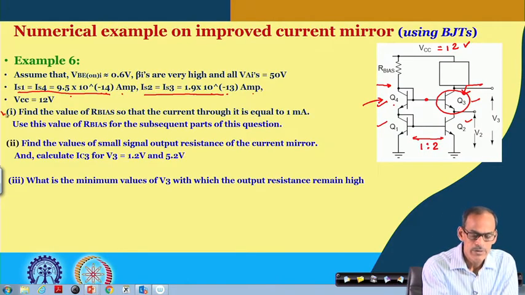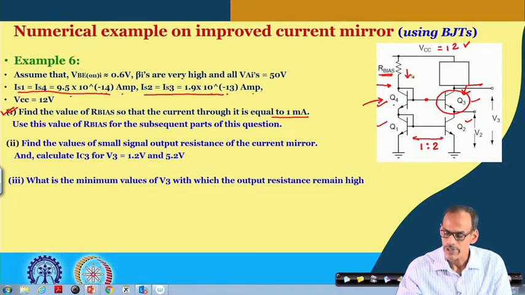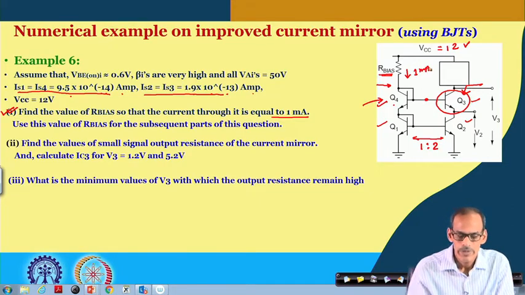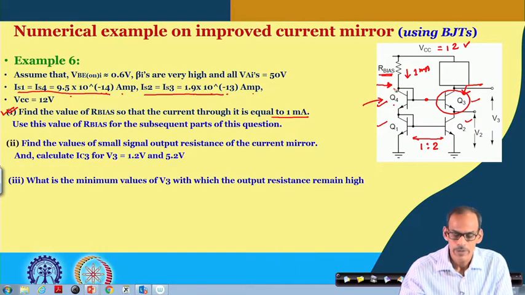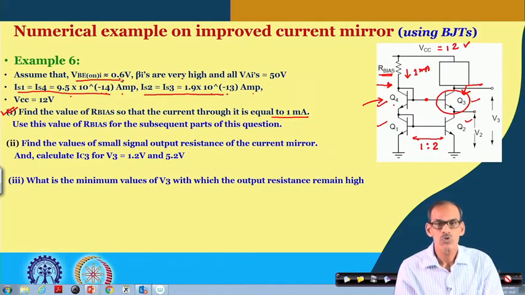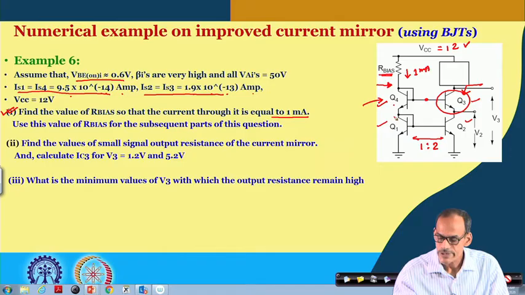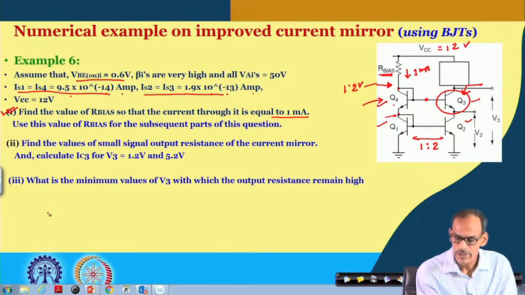So, in the first part we need to find what will be the bias resistor, so that the current here is 1 milliampere. Now, for BJT getting the voltage here is much simpler. We can always approximate that VBE on is very close to 0.6. So, if this is 0.6 and then we have one more 0.6, the voltage here is 1.2 volt. So, that gives us the R bias.